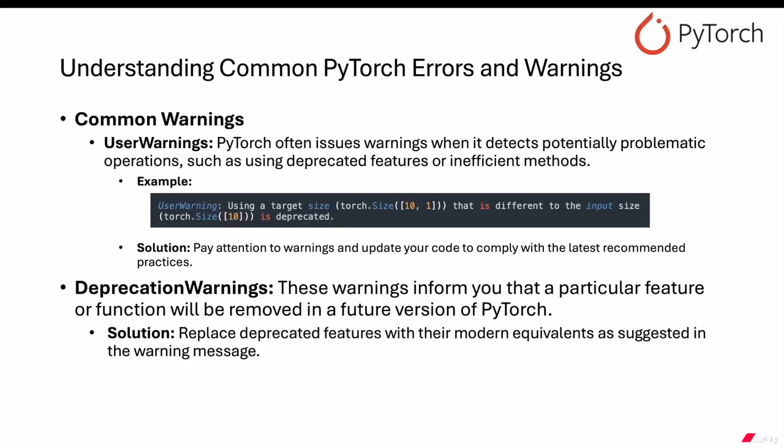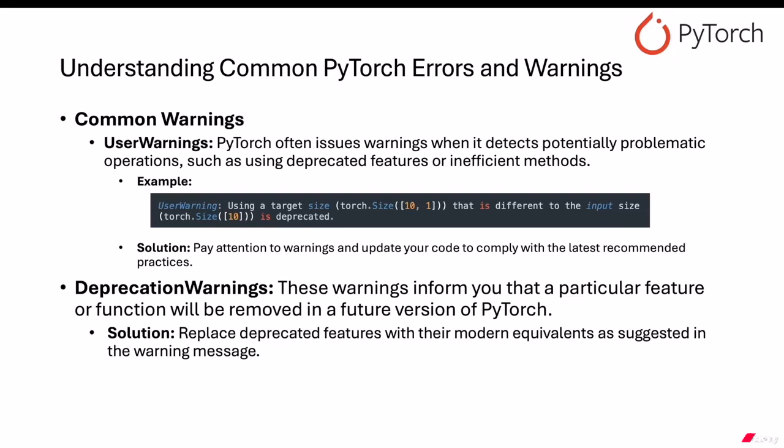Common warnings. User warnings. PyTorch often issues warnings when it detects potentially problematic operations, such as using deprecated features or inefficient methods. Example: user warning: using a target size torch.size 10,1 that is different to the input size torch.size 10 is deprecated. Solution: pay attention to warnings and update your code to comply with the latest recommended practices.